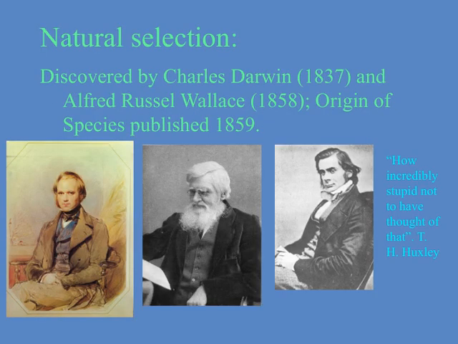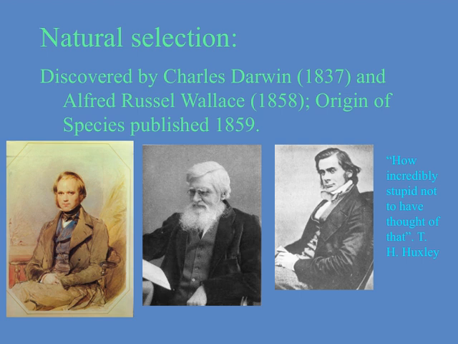So, here we see the concept of natural selection, which was discovered independently by Charles Darwin in 1837 and Alfred Russel Wallace in 1858. This idea really revolutionized how we understand the evolution of species. Darwin's seminal work, The Origin of Species, was published in 1859 and laid out this groundbreaking theory in detail.